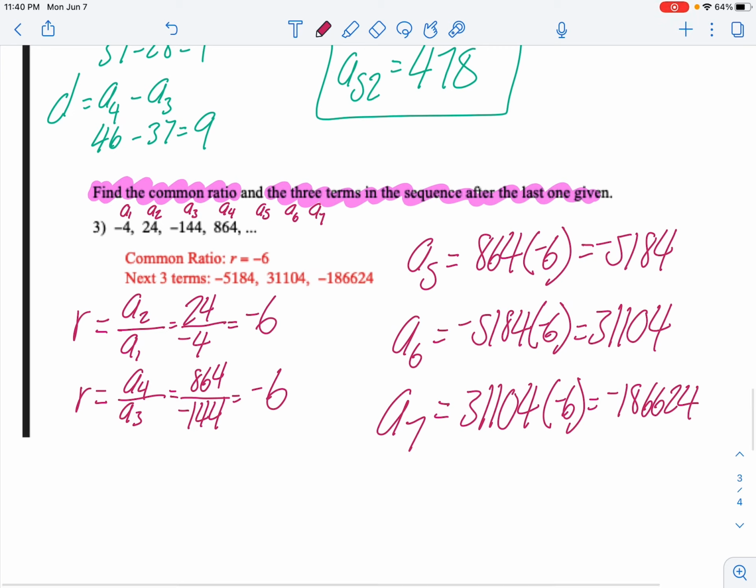Negative 186624. And there you go. Look at that. Those are my common ratio and 3 terms.